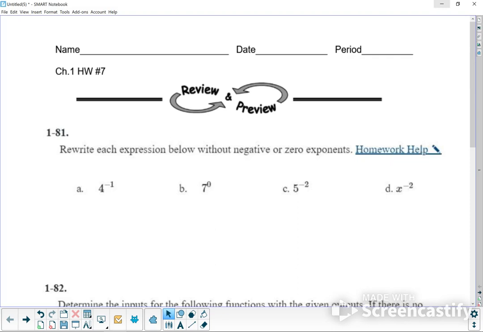Okay, let's get going on this. This is the last assignment for chapter 1. All right, so homework number 7.